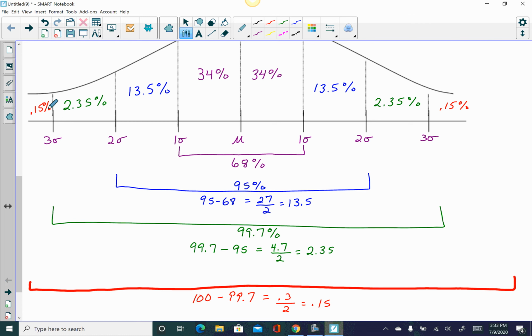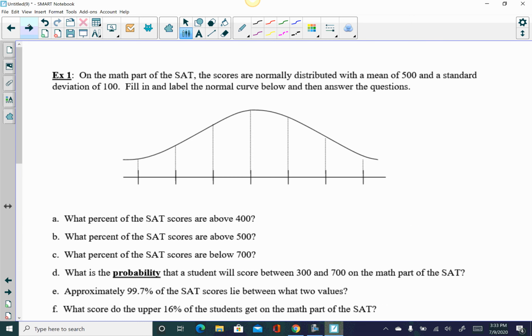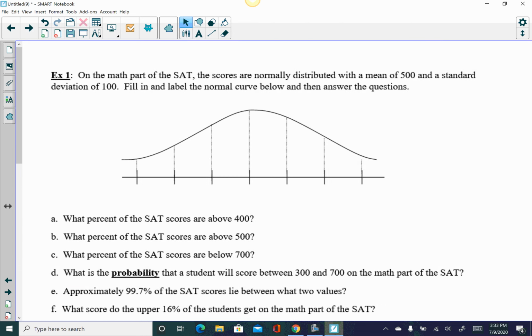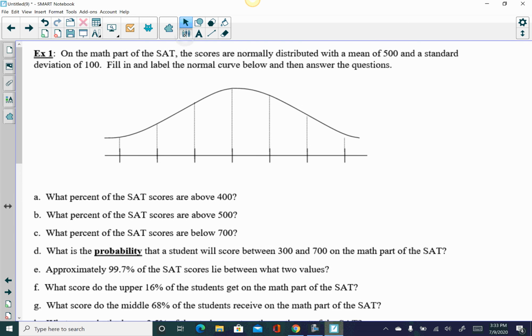Okay? So what I'm going to do is flip it over and do example 1 with you, and then you can try example 2 on your own. So if we flip it over, in example 1, it tells us that on the math part of the SAT, the scores are normally distributed with a mean score of 500 and a standard deviation of 100. They want us to fill in and label this normal curve and then answer our questions.